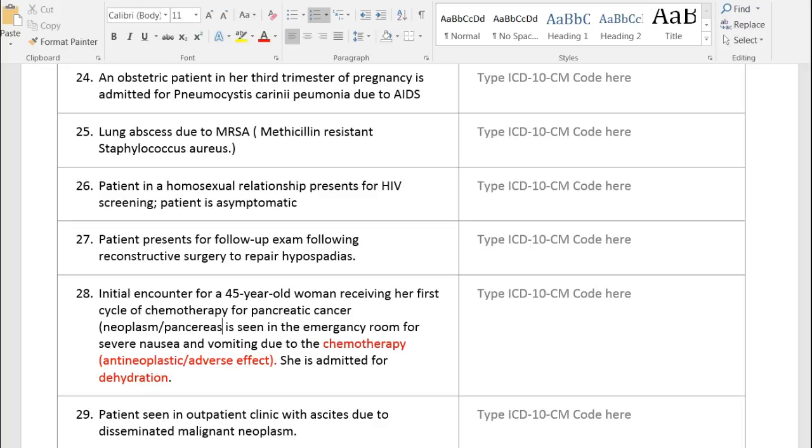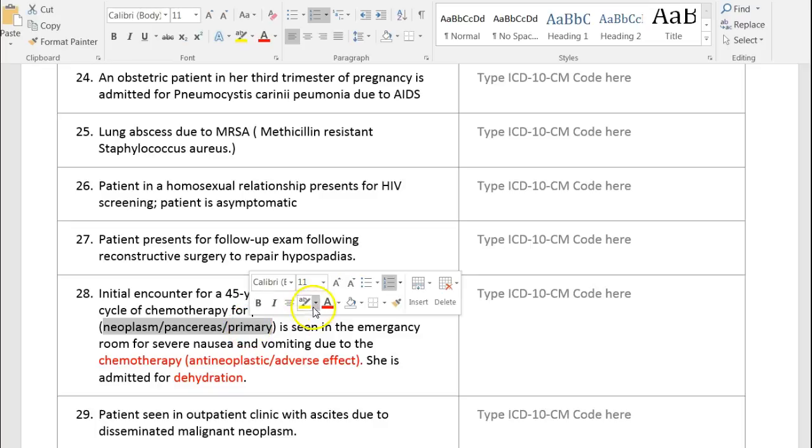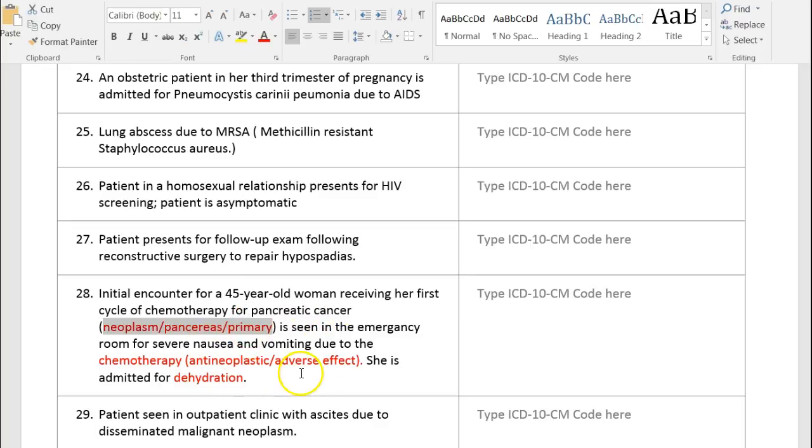And then we're going to code it as, you have several columns. You have primary, you have secondary, you have in situ, you have benign, you have uncertain behavior, and you have unspecified. So in this patient's case, because she is receiving chemotherapy and they're not mentioning that this is secondary, we're going to code it from the primary table. So pancreas, and then primary column, excuse me for that. And this one is the one I am going to choose to go through as a walkthrough today.